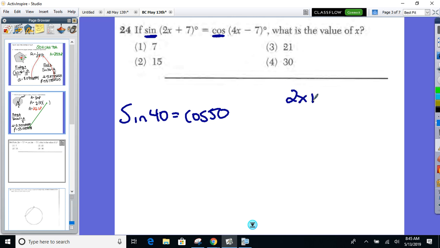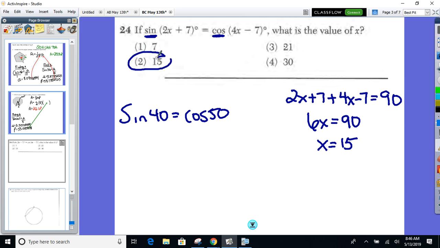So I need to take 2x plus 7, add it to 4x minus 7, and set it equal to 90. All right, I don't know for a fact, but I'm pretty sure if you set them equal, the answer's there, because that's what they want you to do. So you have 6x equals 90, x equals 15.